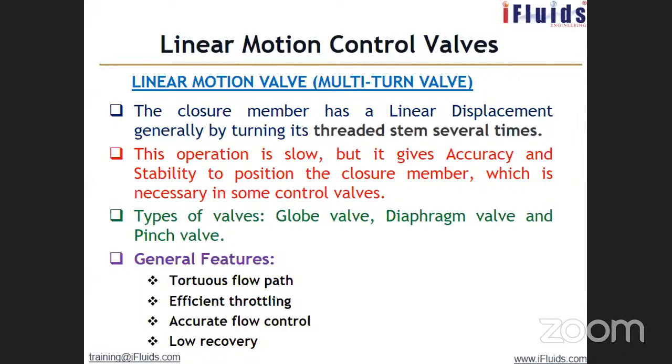And types of valves in the linear motion, you can have globe valve, diaphragm valve, and pinch valve. General features: tortuous flow path. We have seen there is a lot of direction change within the valve. So generally the pressure drop will be more because of the direction changes which the process fluid is undergoing. But efficient throttling, very close control is possible, accurate flow control, and low recovery, which means when you open, the recovery of the fluid, let us say pressure or other things, is lower.